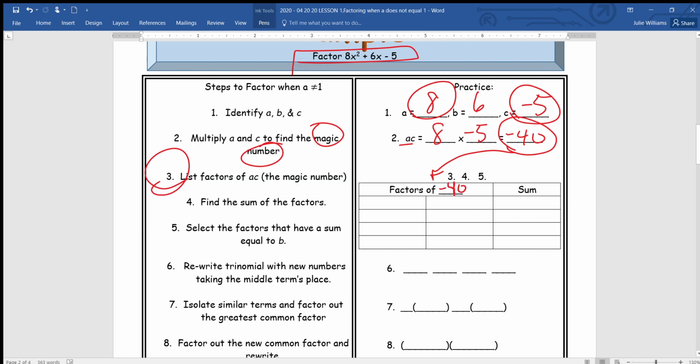Okay, and then just like in last week's problems, finding the sum of the B term, which in this case is 6. All right, so I think 8, negative 5. Well, that sum is 3. That's not right. Okay, well, so then I think, let's do 40 and 1. 40 and negative 1, that's not going to work though. What else are factors of negative 40 that you think for a minute?